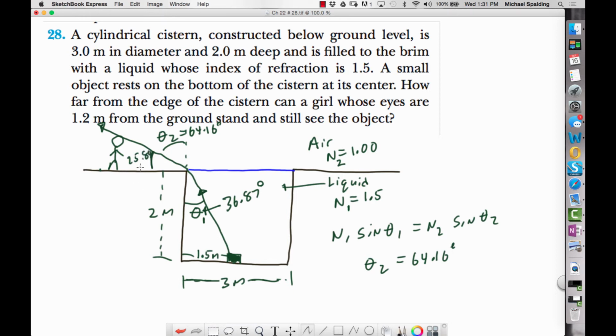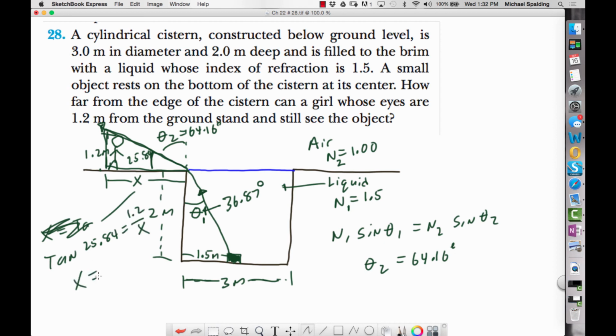And then we're told that she is 1.2 meters high. So that's this dimension right here. And we're looking for this distance here. So now we use this triangle right here. So x is going to be, so we're using tangent. Tangent of 25.84 is equal to opposite, which is 1.2, over adjacent, which is x. So the answer comes out as about 2.5 meters.